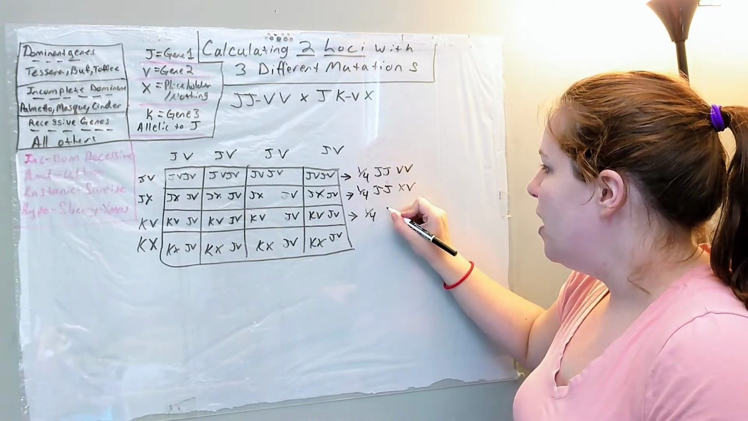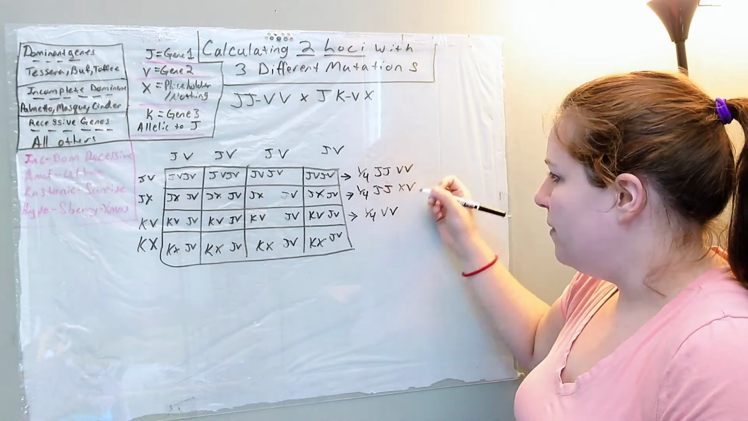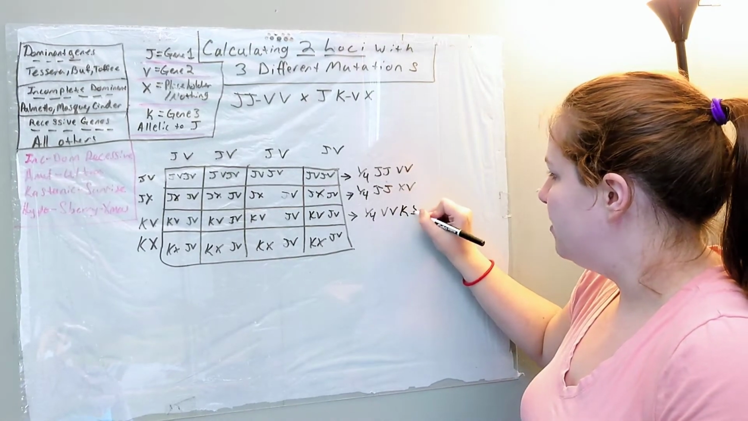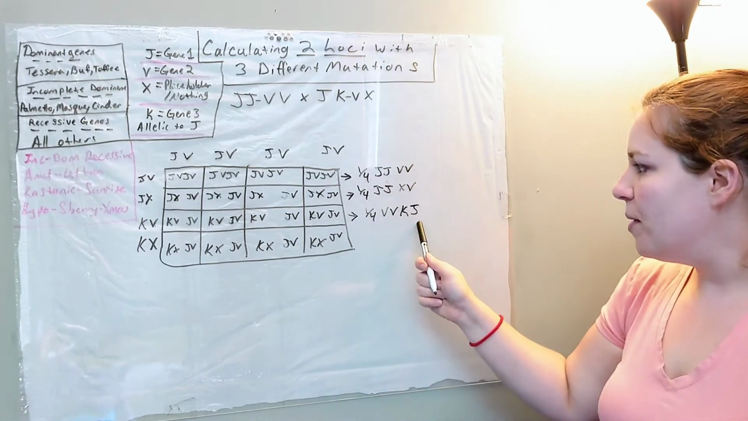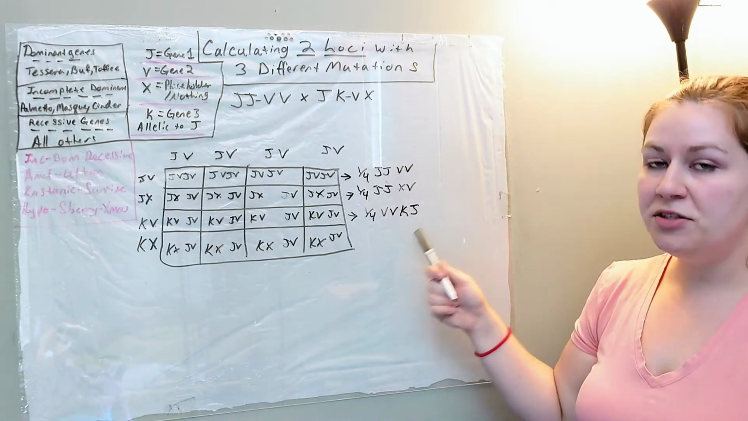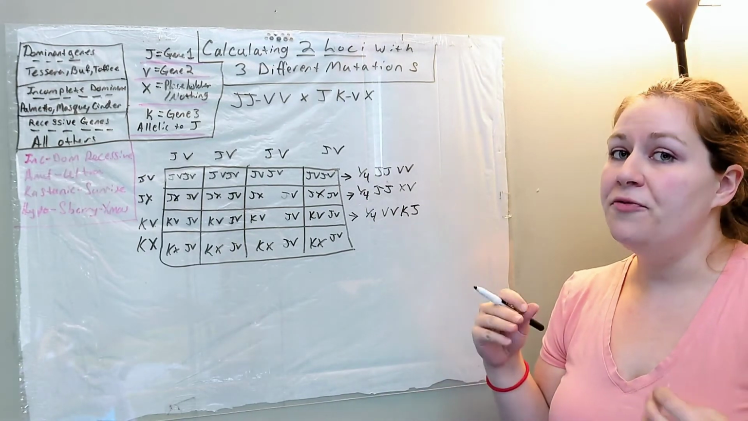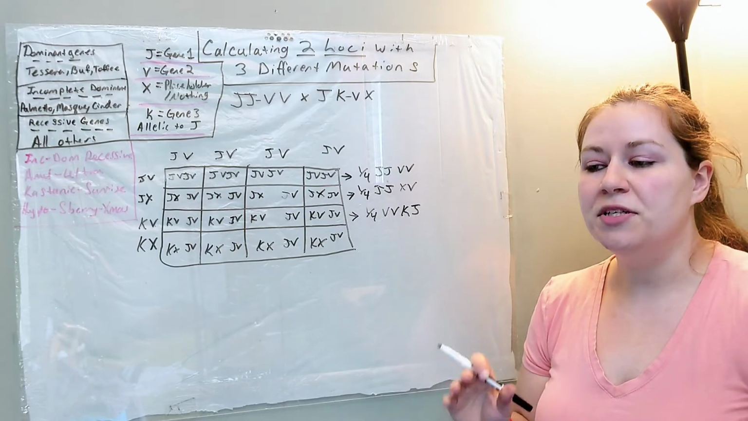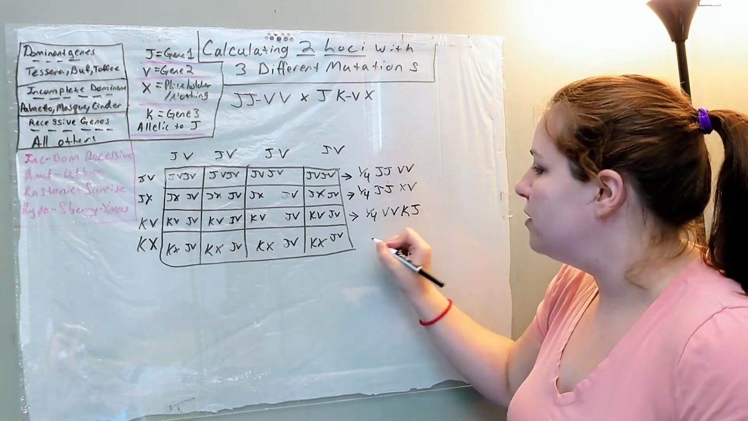So we have 1/4 VV, and then we have K and J. So remember, like I said, this K and J can be next to each other because they're allelic. But if they were not allelic, they wouldn't be next to each other. We'll go through that in a future video as well, don't worry.